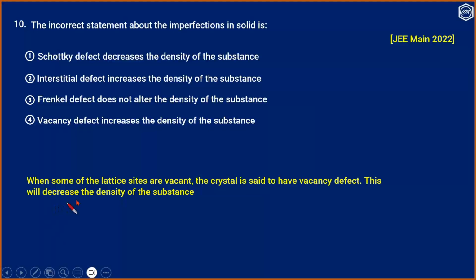And we know that when some of the lattices are vacant, the crystal is said to have vacancy defect. Definitely this will decrease the density of the substance. So therefore vacancy defect increases the density. This is wrong. That is the correct answer.